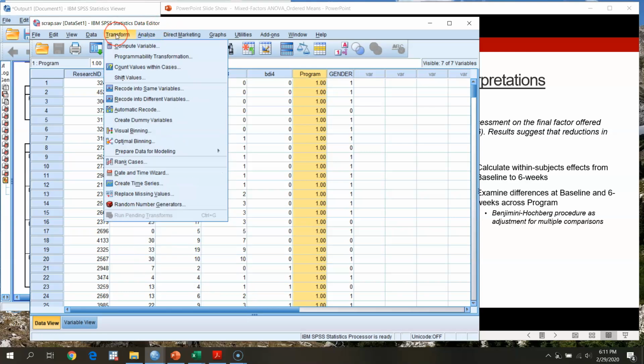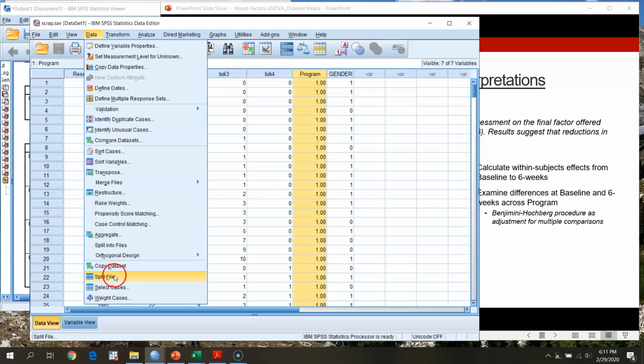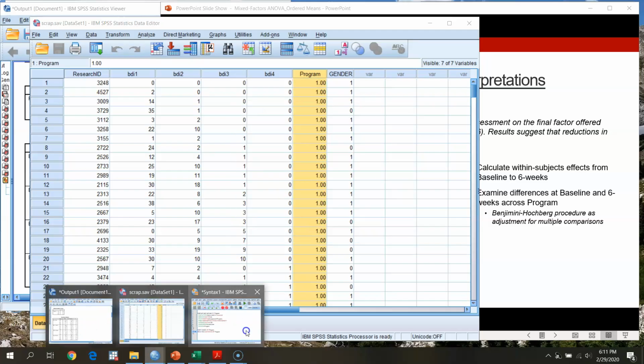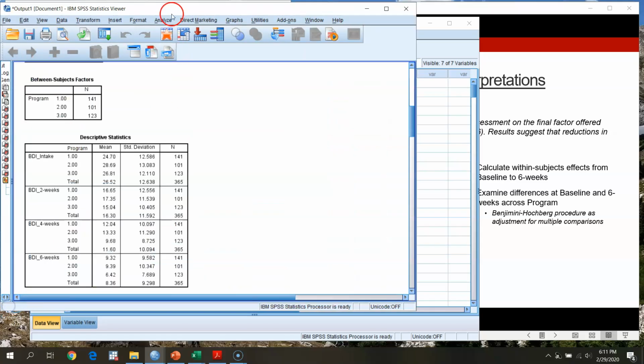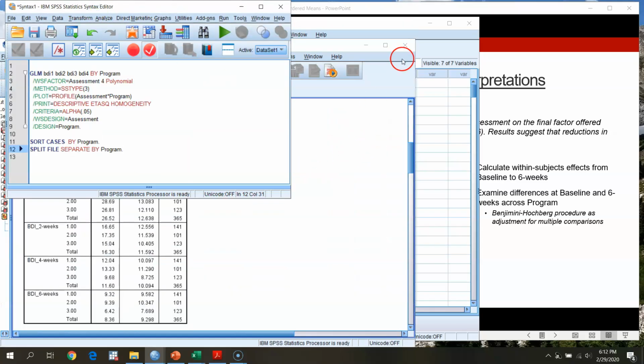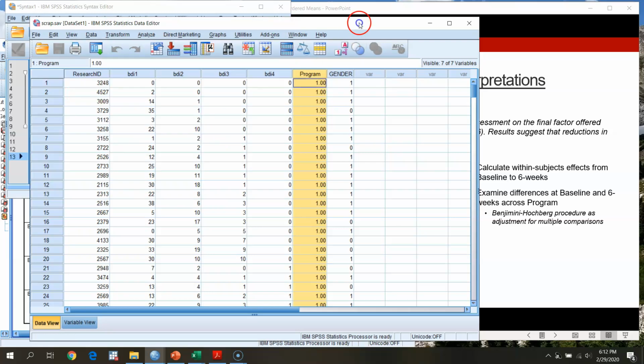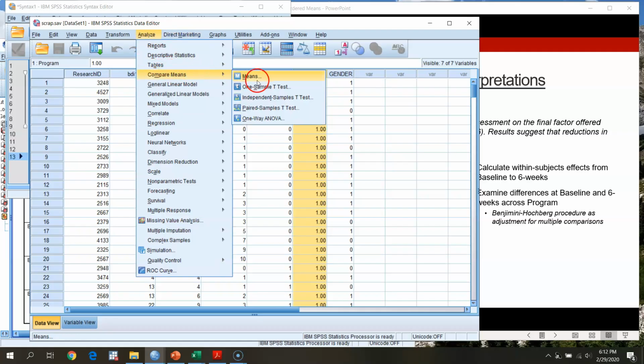So what we're going to do is go to Data, excuse me, Split File, and we're going to look at organized groups by program. Okay. So what this is going to do, when we go through and hit paste, I pull up my syntax file here. What this is going to give me is for anything that I do with this split file on, it's going to run it separately within each program. Okay, so I'm going to do that, and then I'm going to go up to Analyze, Compare Means, Paired Sample T-Test. Okay?